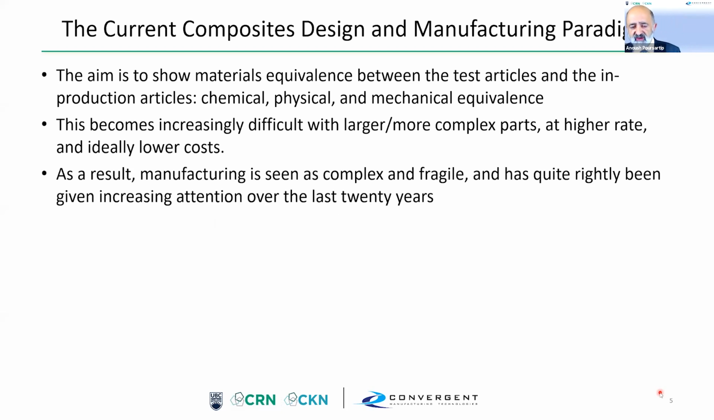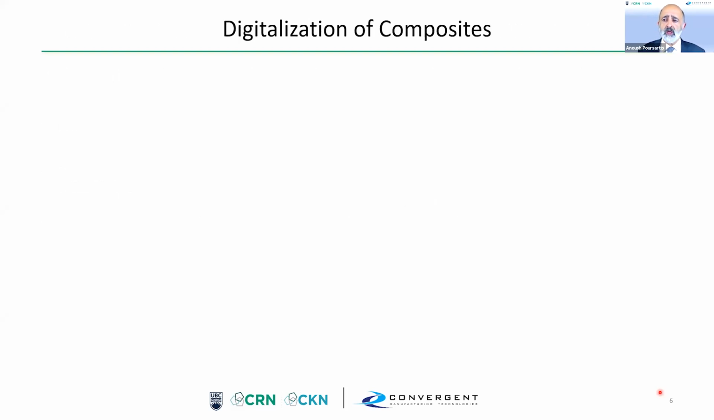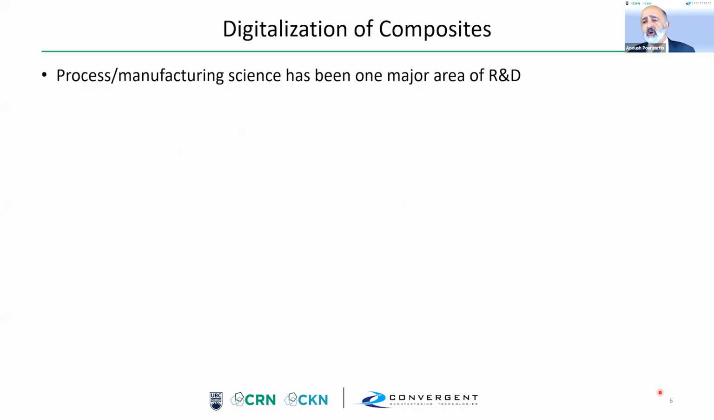As a result, manufacturing is seen as complex and fragile and has quite rightly been given increasing attention over the last 20 years. And again, successful manufacturing is a prerequisite for successful design. So how does this all play out in the digitalization of composites? One of the things we've been doing as a major area of research and development over the last 20 more years is processing and manufacturing science.